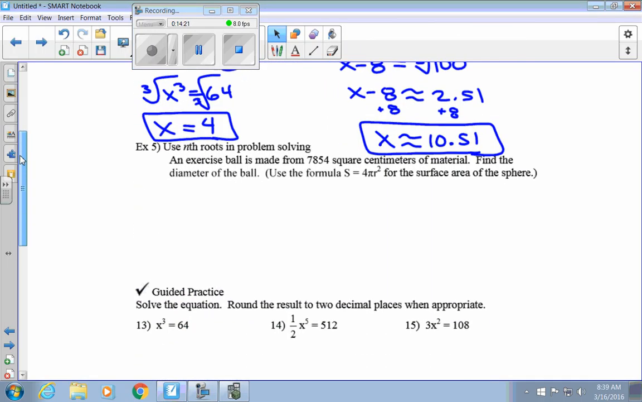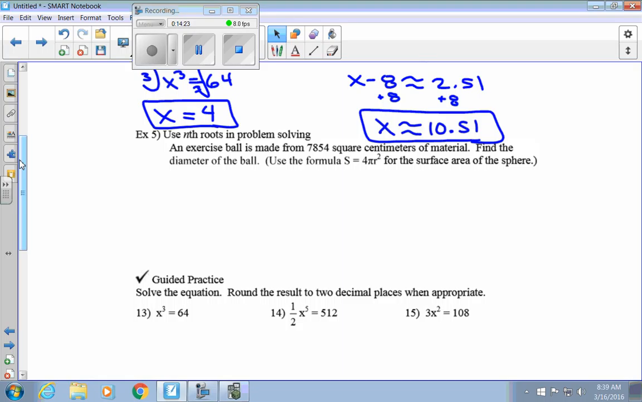Jumping down to example 5. Now we're going to use nth roots in problem solving. So it says an exercise ball is made from 7,854 square centimeters of material. Find the diameter of the ball. Use the formula S equals 4 pi r squared for the surface area. So we know that the area of our surface is 7,854.